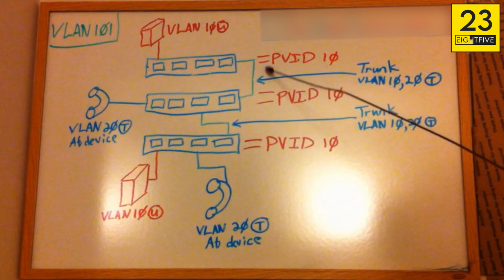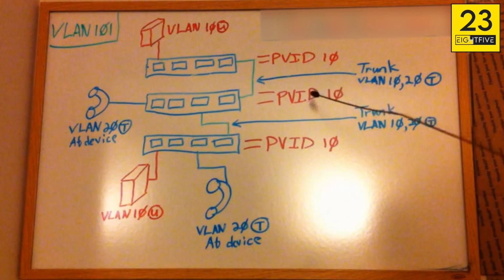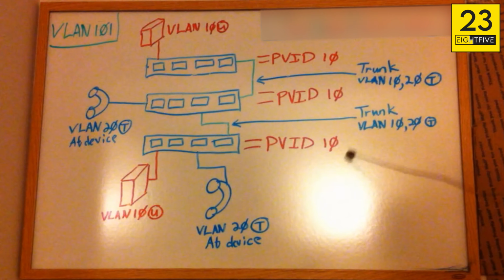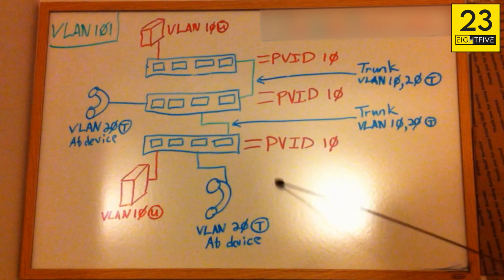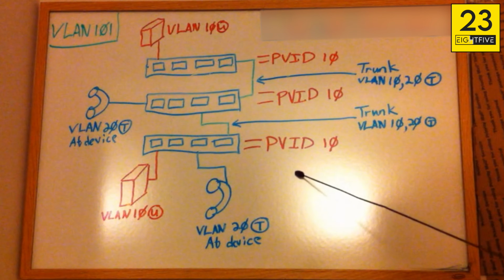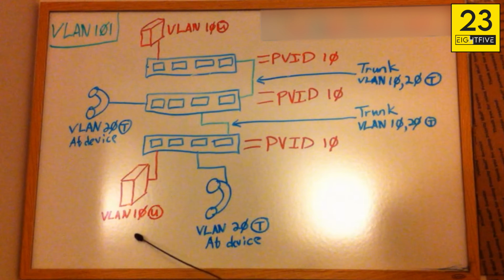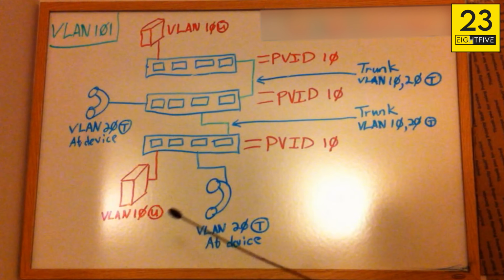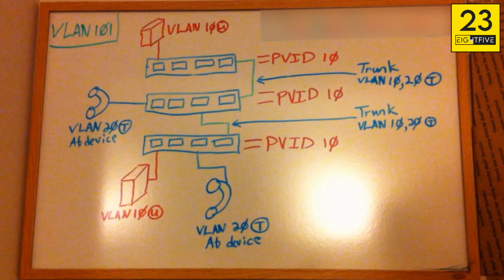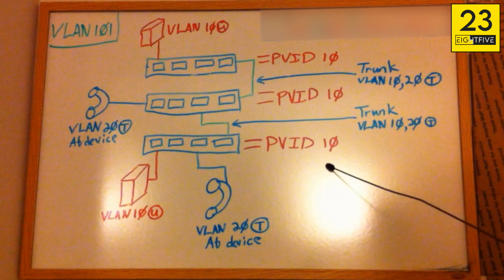The PVID just stands for Port VLAN Identification, or ID. The Port VLAN ID is the default VLAN that a non-aware VLAN device will see. So basically, if you have your standard computer plugged in, or basically what I would call a dumb device that's just not aware of VLANs, this is the VLAN that it will sit on, the PVID.